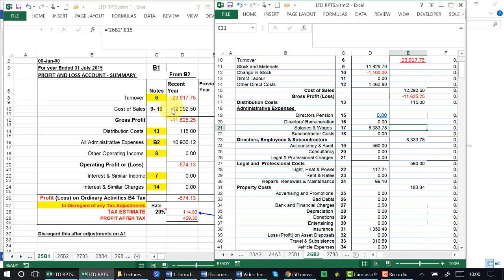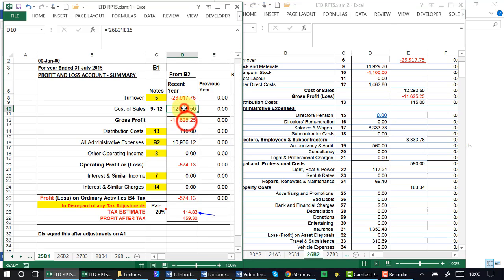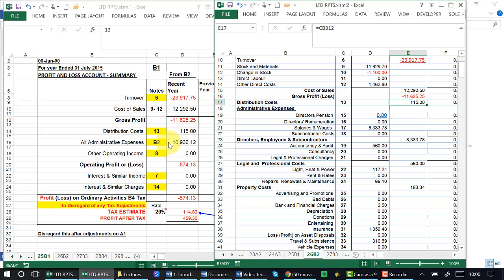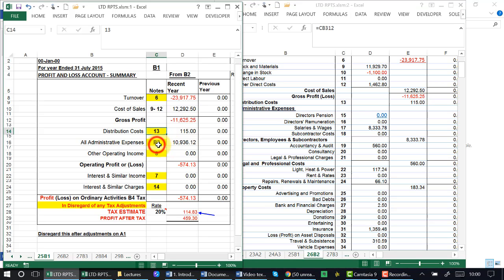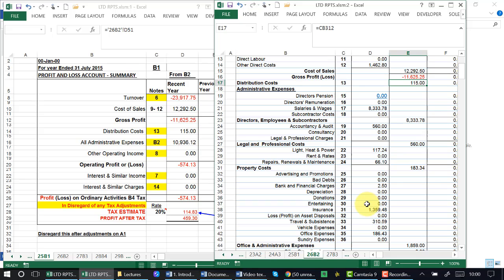Now let me see. Next, that one plus that one gives us the gross profit, which is a minus figure. And then the distribution costs is entirely note 13, that one. All administrative expenses is B2. Now let's see. It's coming from B2, all administrative expenses.